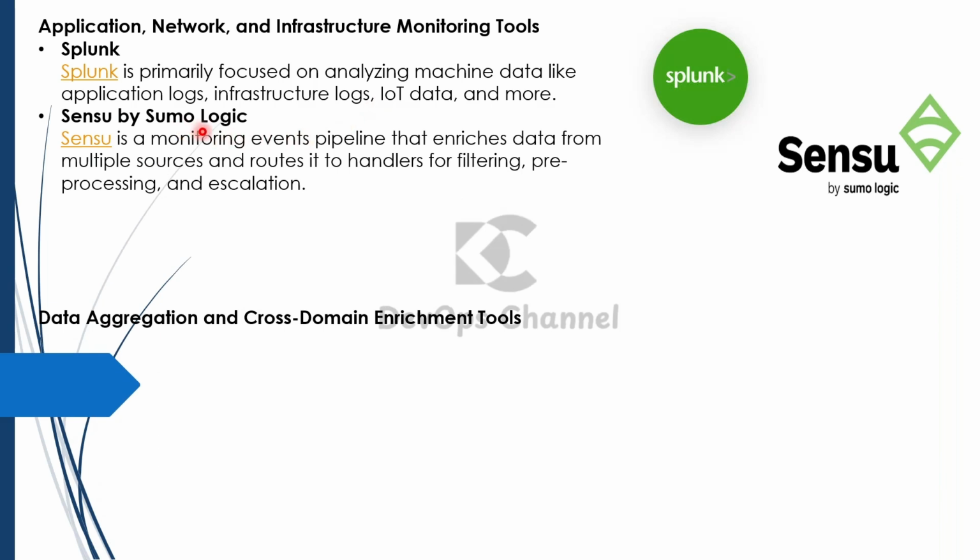Next one is Sensu by Sumo Logic. It's a monitoring event pipeline that enriches data from multiple sources and routes it to handlers for filtering, pre-processing, and escalation. So they have some kind of pre-processing of data in there. They process it and give you the event data.